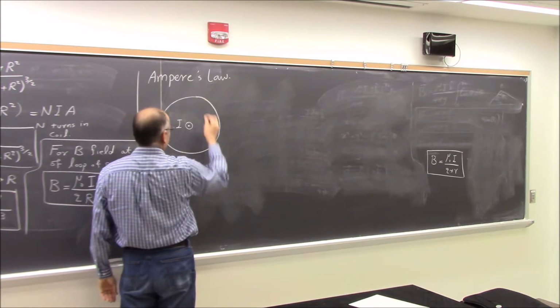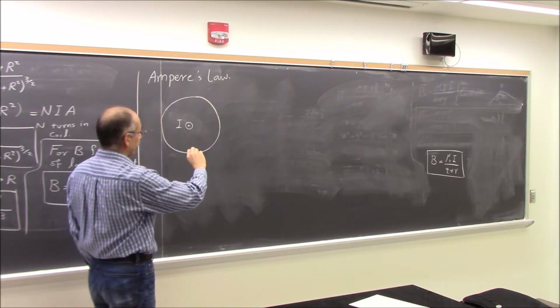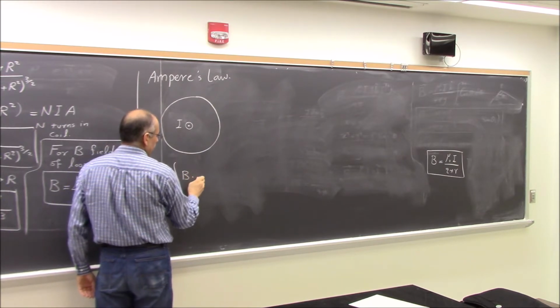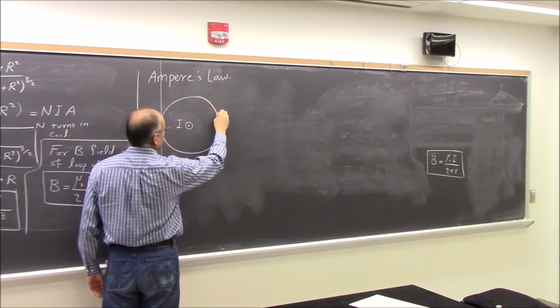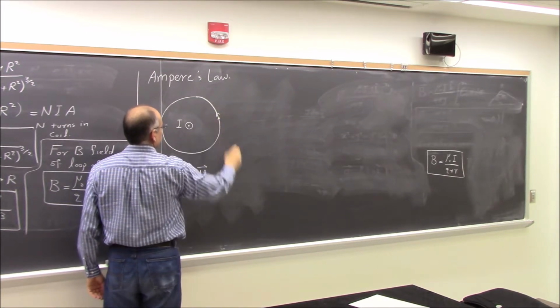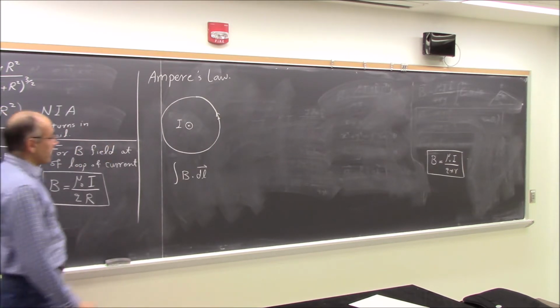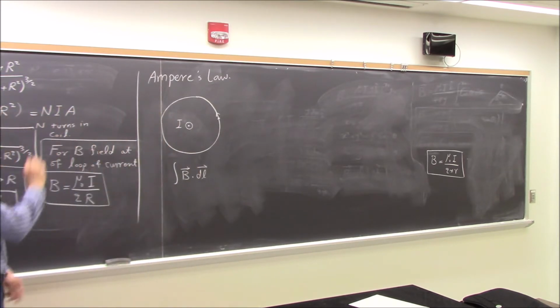And I want to calculate a line integral over this circle of B. So integral of B dot dl. If you take a dl here, you see now dl is not an element of current, it's just an element of length along this circle. I want to calculate B dot dl and integrate over this whole thing.